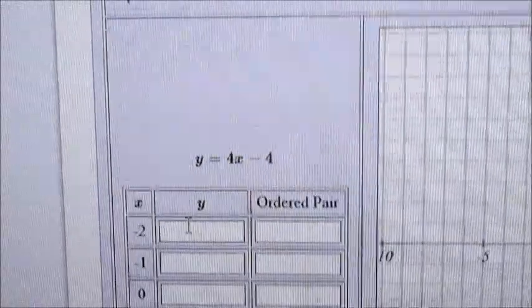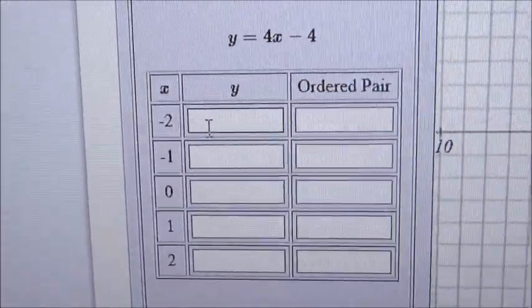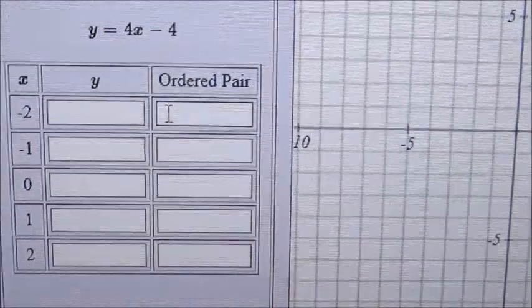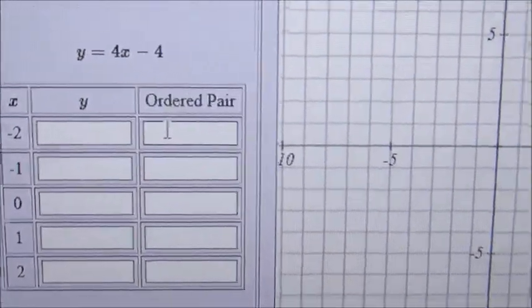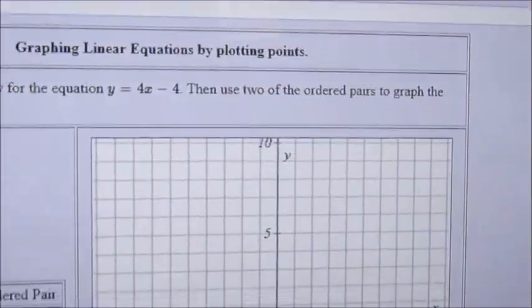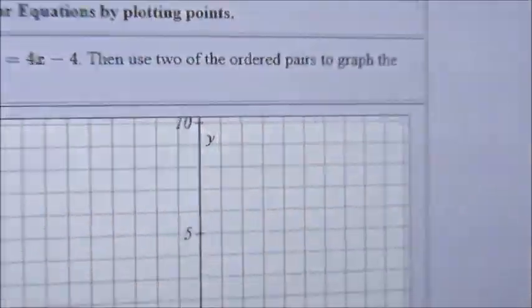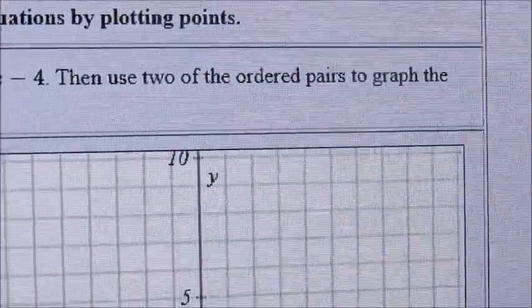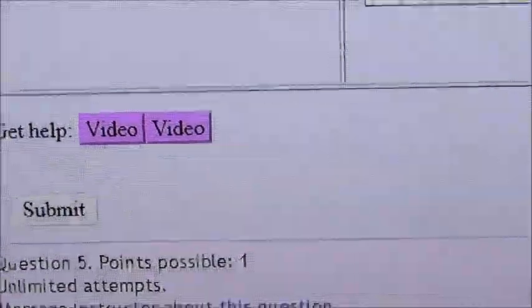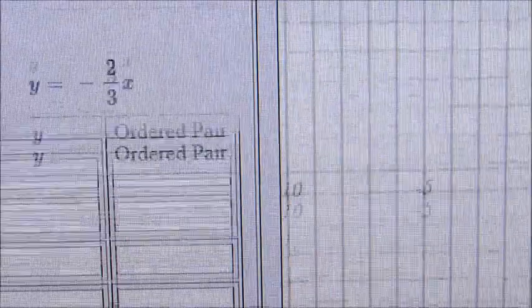You do have to have that whole thing with the parentheses and the entire point. Same thing here. On this one, it's giving you the x, you have to find the y, and you also have to do the ordered pair. So, in parentheses, x comma y. And then it says specifically, like I said in the previous section, to use 2 of the ordered pairs to graph the line. And you can pick whichever 2 you want. You're going to have quite a few of those.